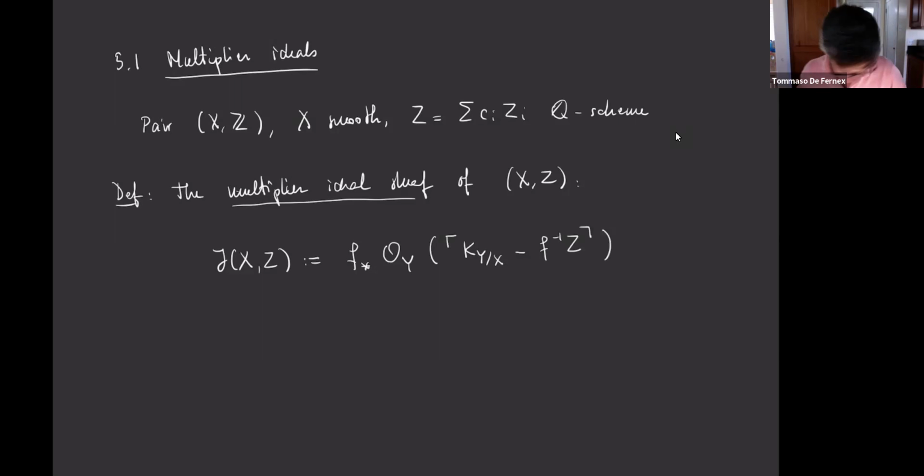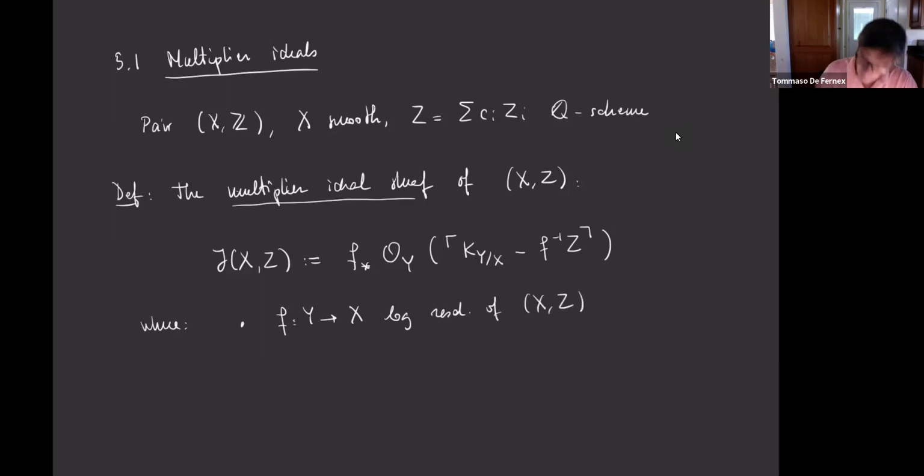Okay. So let me comment here. The first thing is f from Y to X is a log resolution of the pair. This means that the pullback of Z becomes a Q-divisor, Y is smooth, of course, f is proper and birational, and then everything is a simple normal crossing divisor. This means the local equations are monomial. Then K_{Y/X}, we have already seen this. This is the relative canonical divisor. If you think about it, it is K_Y minus the pullback of K_X, the relative canonical divisor.